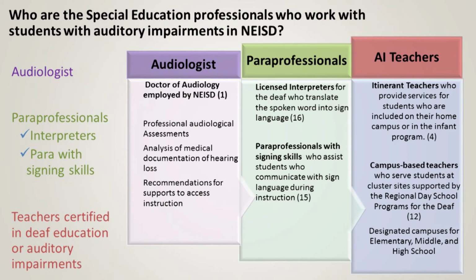Teachers with specific certification to teach students with auditory impairments either manage specially designed instruction in one of the cluster campuses for the Regional Day School program or have an itinerant assignment to provide services for those students with auditory impairments who are included in the general education setting on their geographically zoned campus. One of these teachers also provides early childhood education for students from birth to age 3, as the federal law requires districts to begin educational services at birth for students identified with auditory impairments.